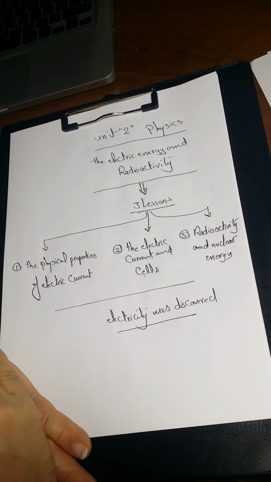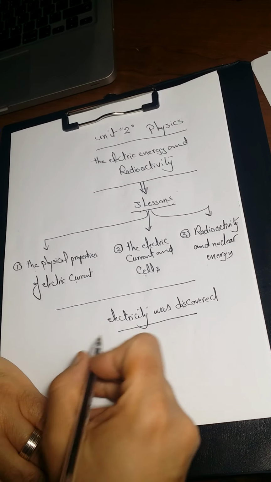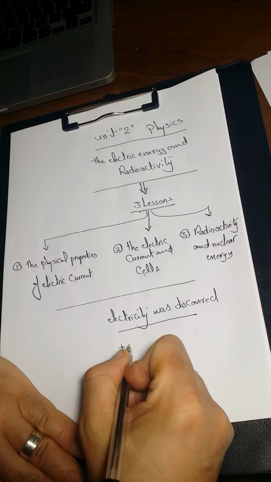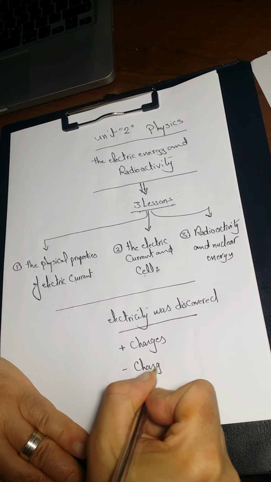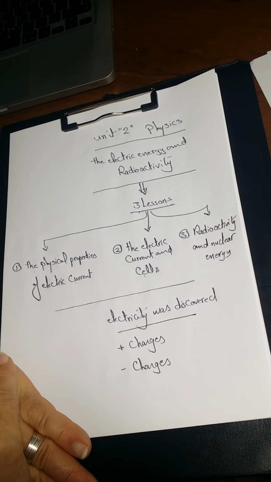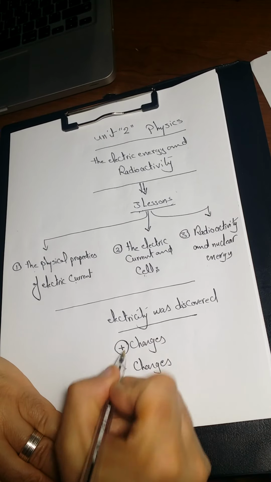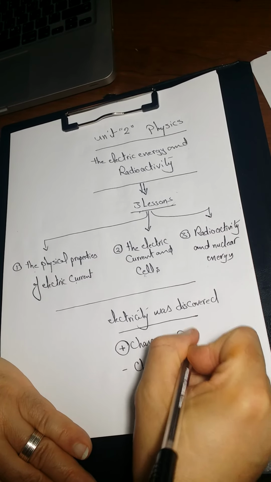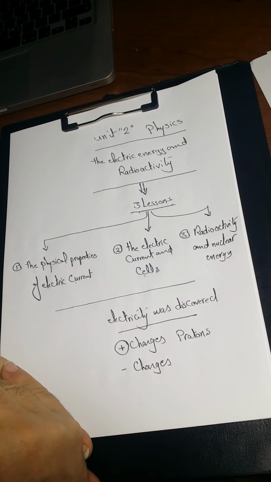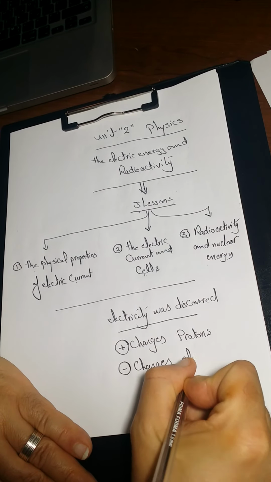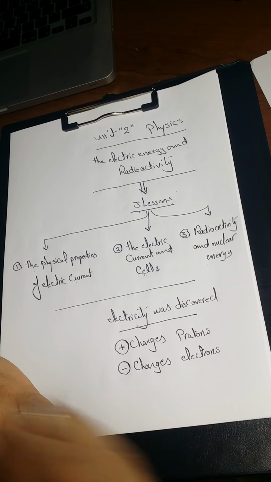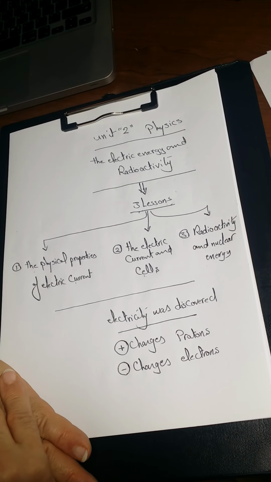Who discovered the electricity? A scientist called Benjamin Franklin, and he said the electricity is composed of positive charges and the negative charges. What are the positive charges? The positive charges are the protons, which exist inside the nucleus of an atom. The negative charges are the electrons, which rotate around the nucleus.